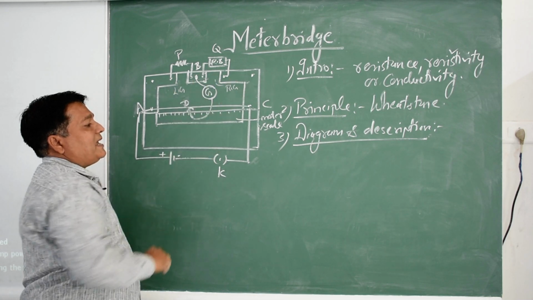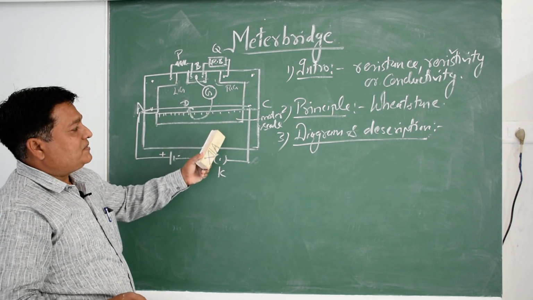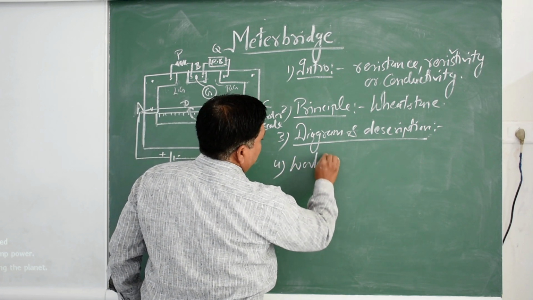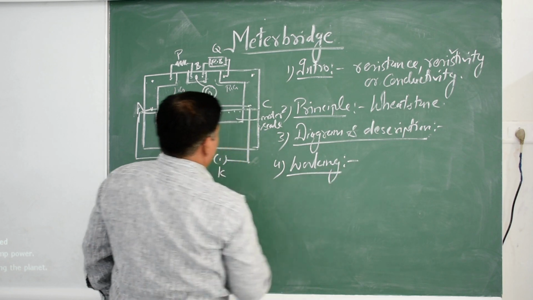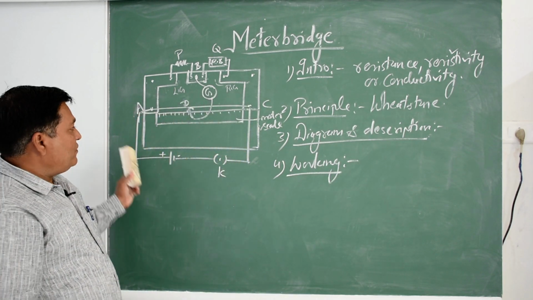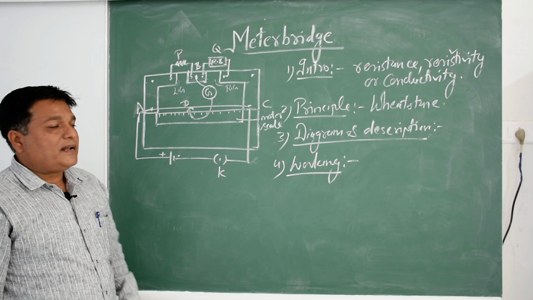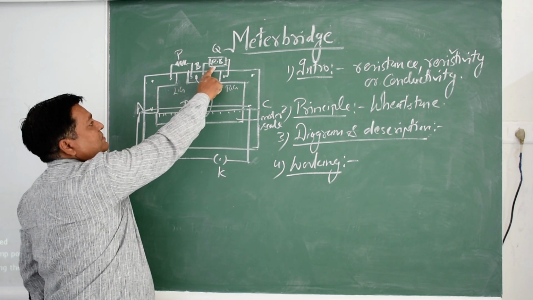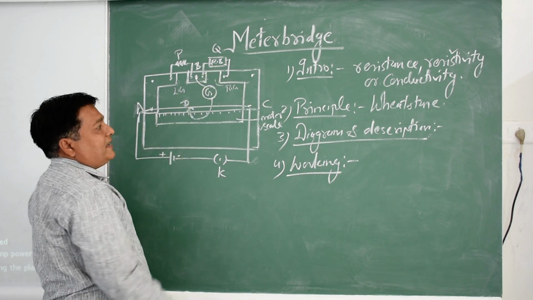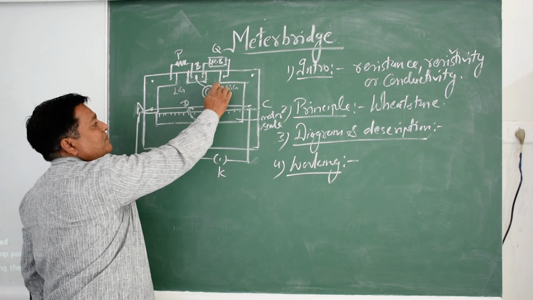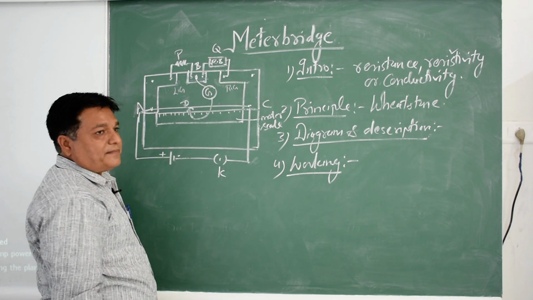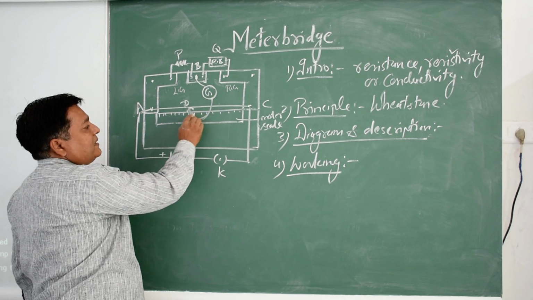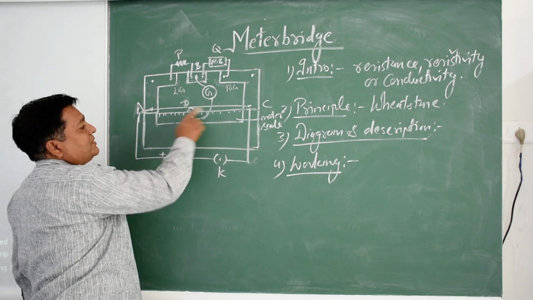Okay, this is the diagram and description of the meter bridge. How does it work? So we say that working: if key K is closed and current starts flowing from terminal A to terminal C, then the unknown resistance P is there, and the resistance box resistance R is there. Any one key is taken out from the resistance box and resistance is applied in the circuit. Okay, we just start moving the jockey from A to C.